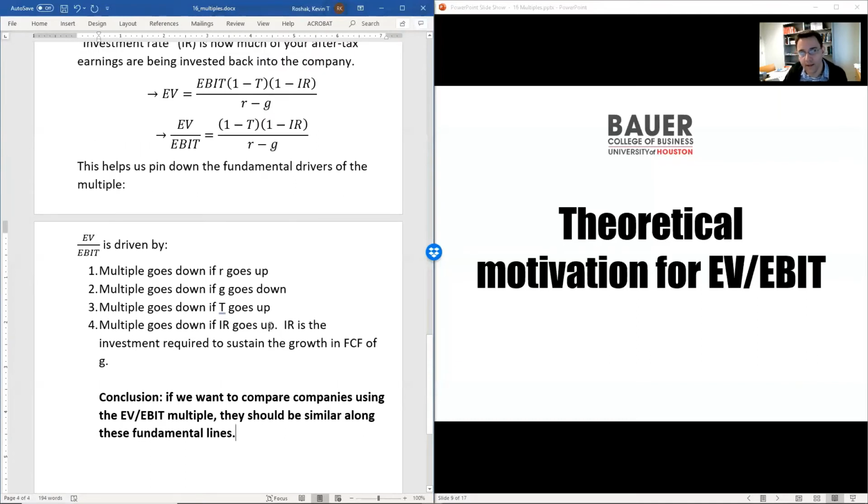If I wanted to value Pepsi using the EV over EBIT multiple for Coke, you need the discount rate to be similar for Pepsi and Coke. You also need the growth rate in the free cash flows to be similar for Pepsi and Coke. You also want the tax rate to be similar. You also want the investment rate to be similar. If these things are different, then that's going to create a difference in the multiple, in which case learning about Pepsi using Coke's data is going to be a little dicey because the fundamentals are different.